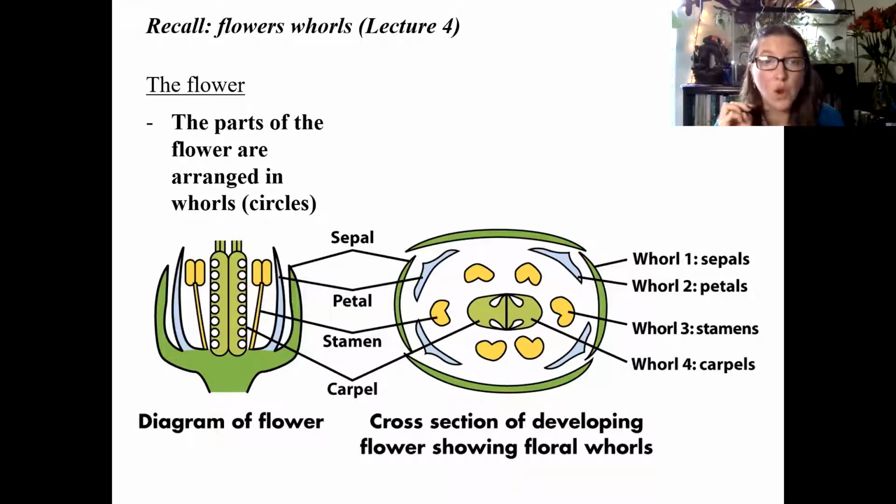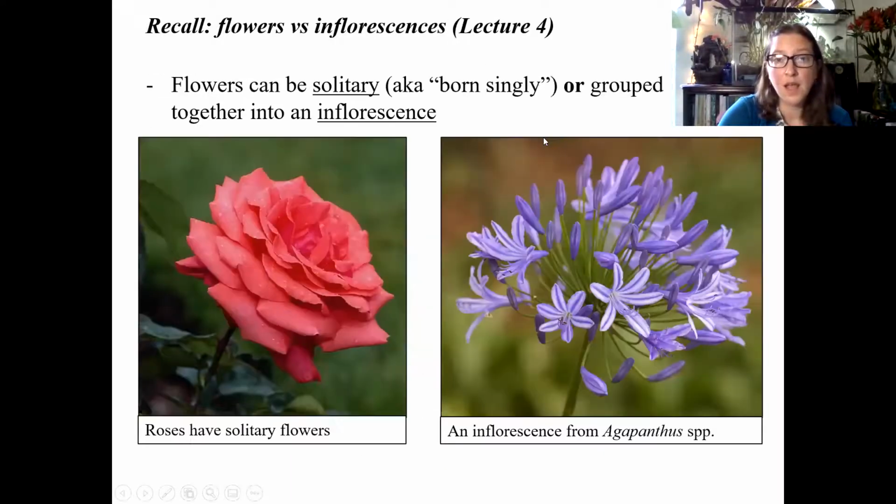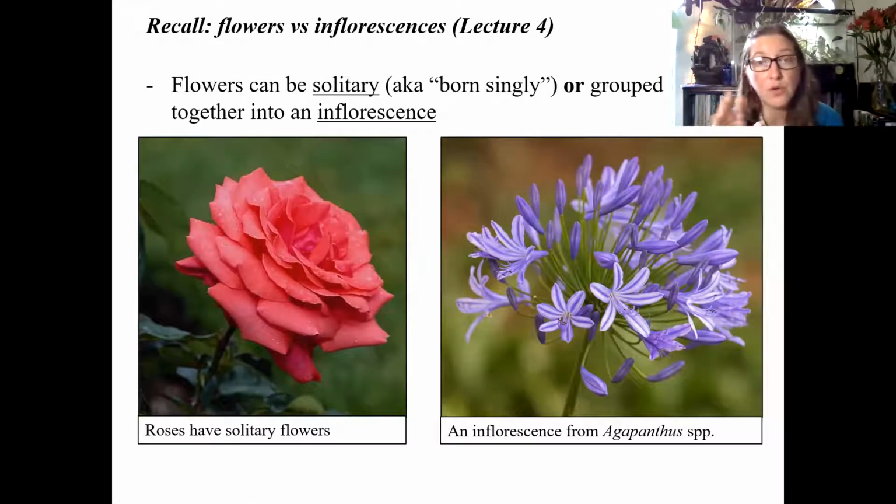Flowers are arranged in whorls, right? And the outermost whorl is the sepals. The second whorl is petals, and then stamens, and then pistils/carpels, right? So whorls mean circles. And in lecture 4, we learned that flowers can be solitary, like on their own, aka borne singly, or you can have a group of flowers that are grouped together. And in that case, we call it an inflorescence.